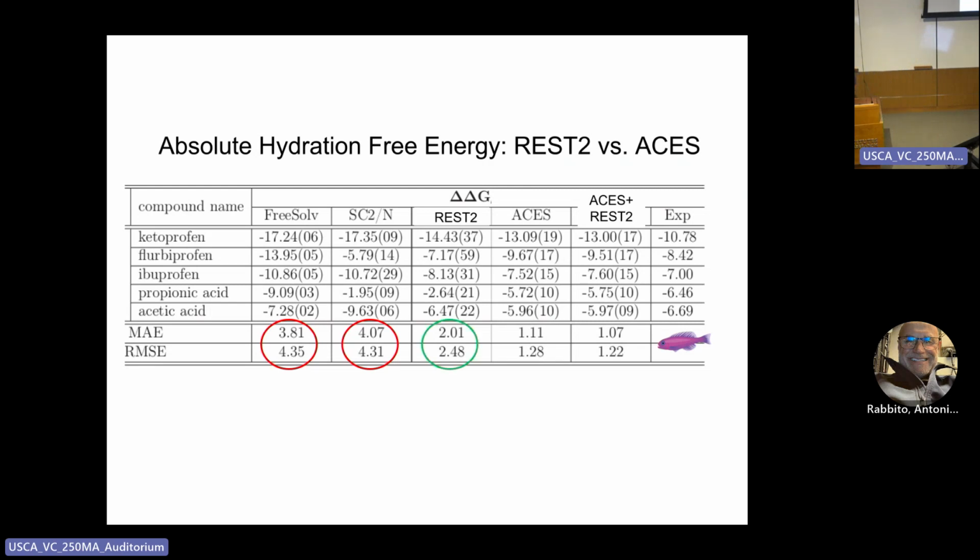If we used a REST2 implementation that we did just by reading the paper, so it wasn't FEP+'s REST2, it was us trying to do the best we could with REST2, it goes down to 2 kcal per mole or so. When we use ACES, it goes down more to 1 kcal per mole. It turns out that REST2 and ACES are perfectly compatible. You can use both at the same time. When we actually do use both at the same time, it goes down a little bit more, but it's basically the same as ACES.